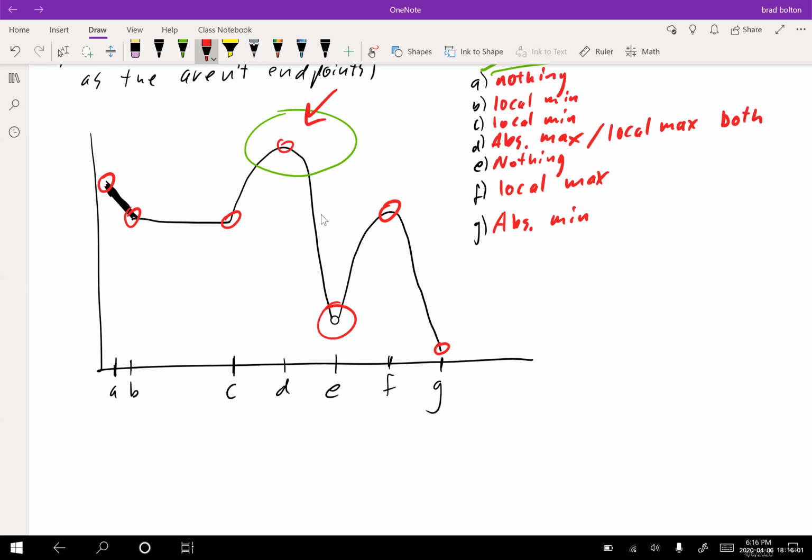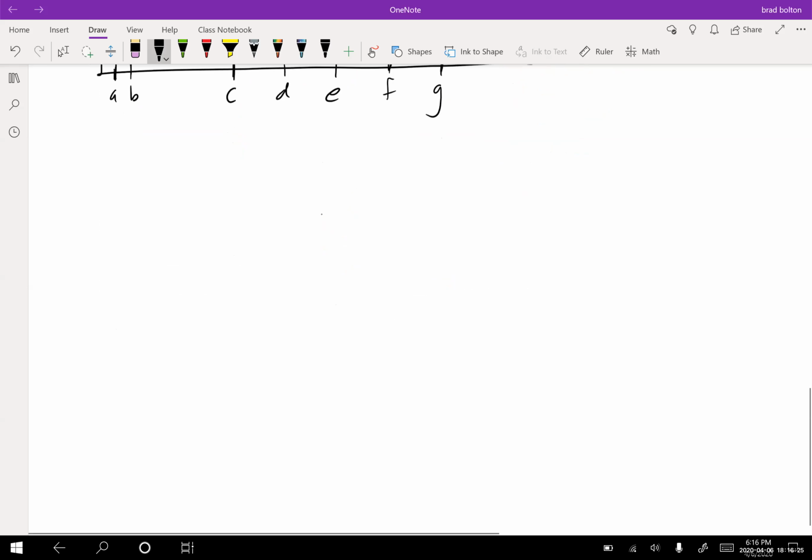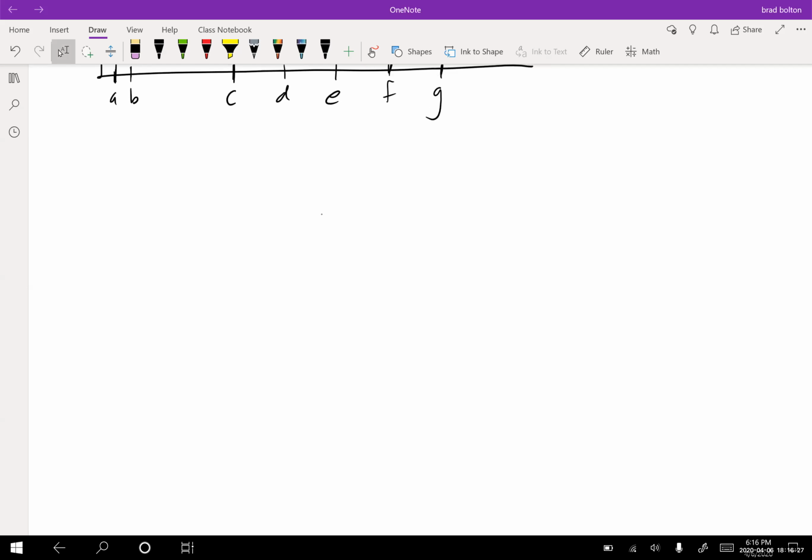So I just kind of wanted to show you guys something. Right here, in this location, and right here, in this location, there is something that we've been doing for quite a while. We've been doing tangent lines. So if I wanted to draw tangent lines at those locations, what would the slope of those tangent lines be? The slope of those tangent lines would end up being 0.